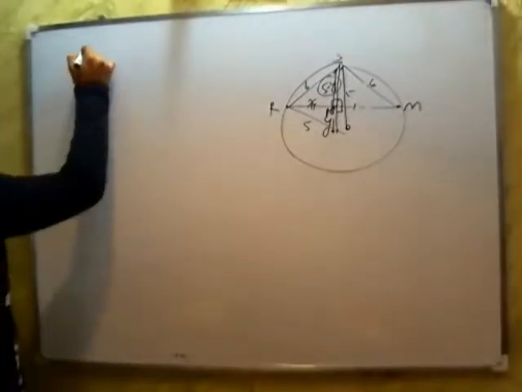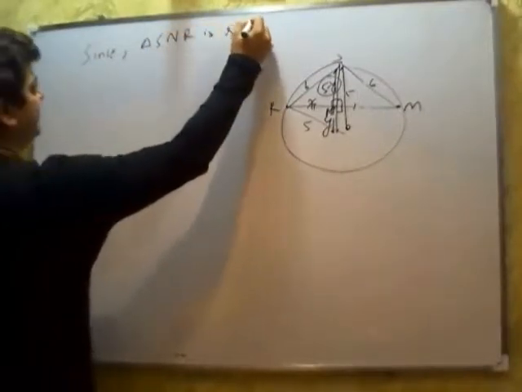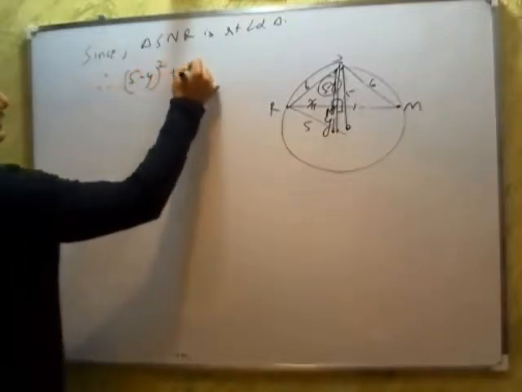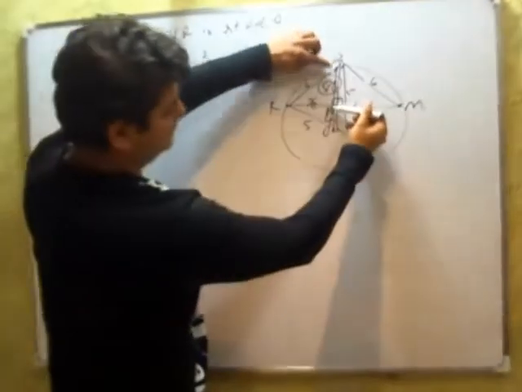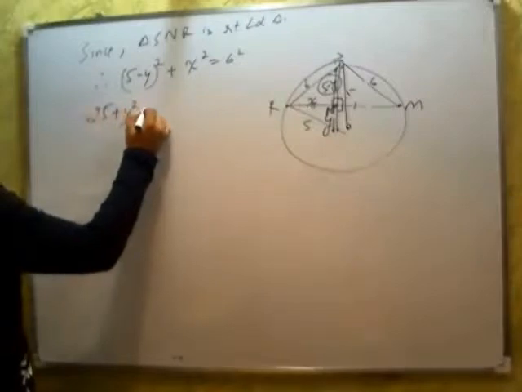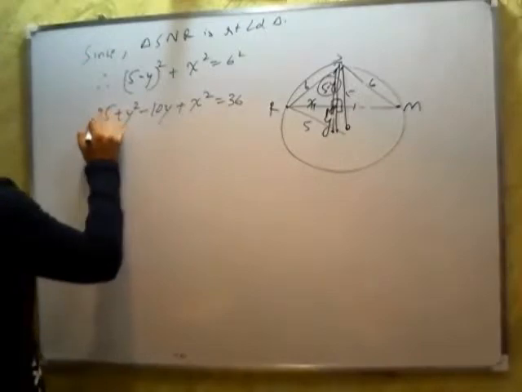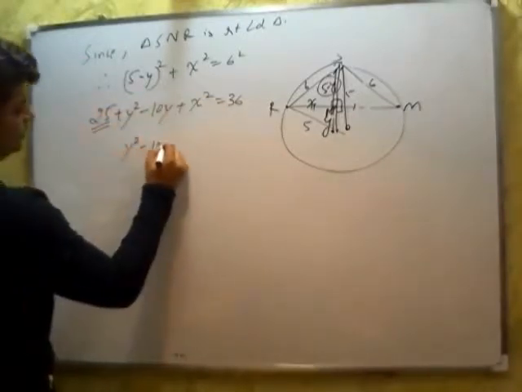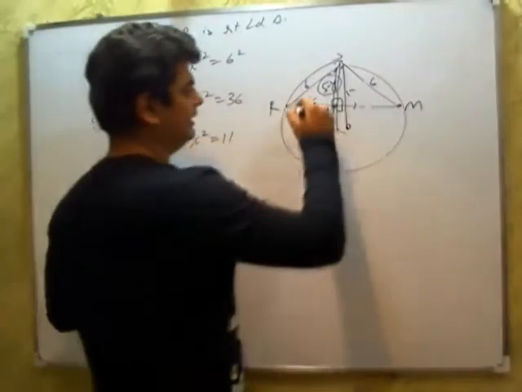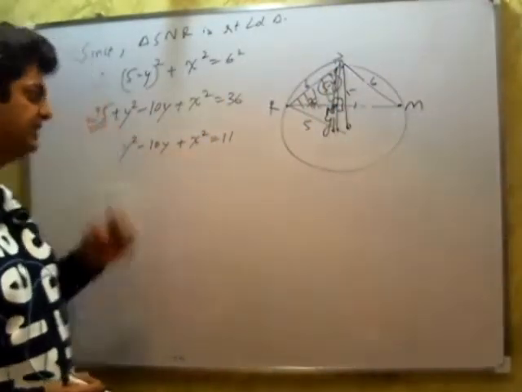Now, since triangle SNR is a right angled triangle, therefore (5 minus y) square plus x square is equal to 6 square. This square plus this square is equal to this square, which will further give us 25 plus y square minus 10y plus x square equals 36. If we transpose this, we land up with y square minus 10y plus x square equals 11. So by this triangle, we found the relation between y and x: y square minus 10y plus x square is equal to 11.